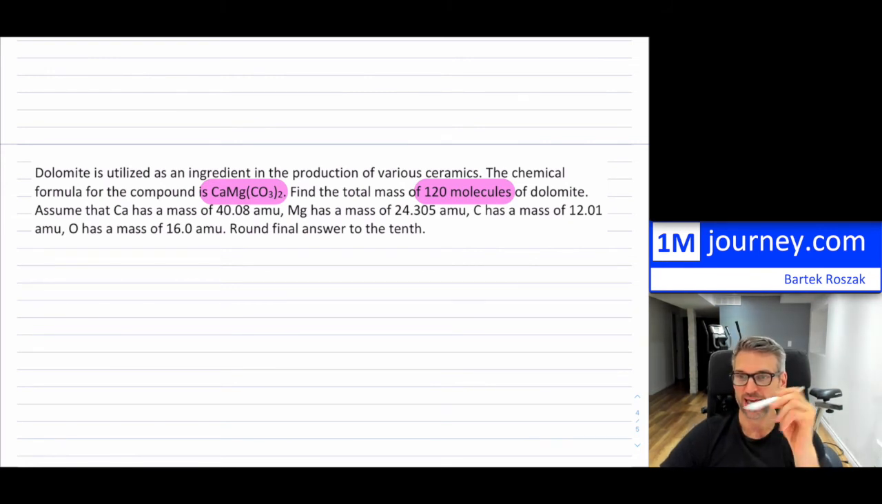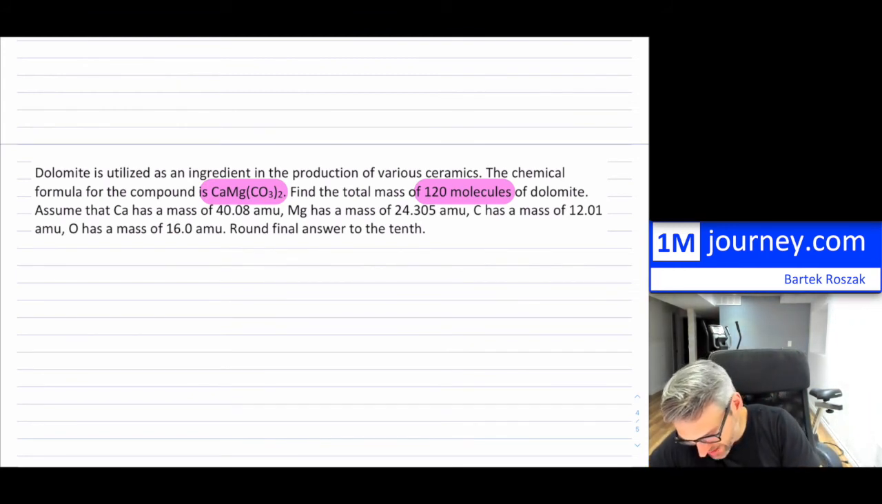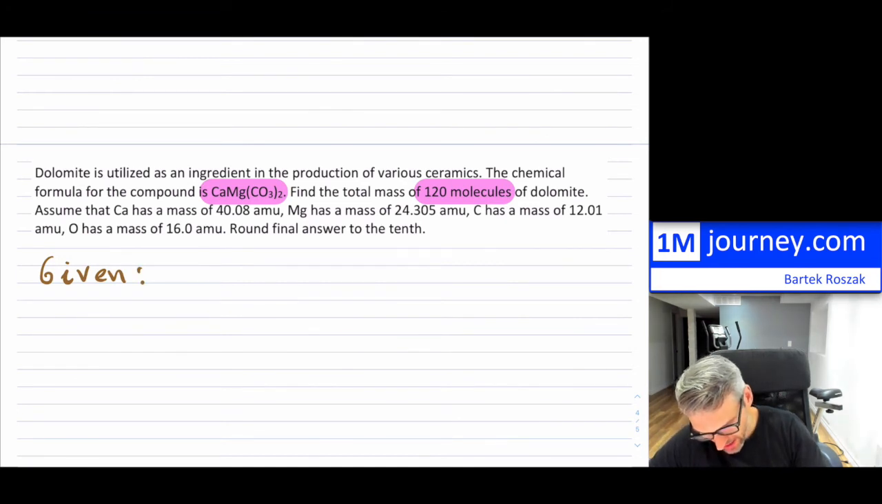Now they give us the calcium, the magnesium, and so on. So the carbon and the oxygens. So we know what they are per atom there. So I can write all of these as givens in terms of setting it up. So I always like, so how many do they want? They want 120. And then I write the formula for myself.